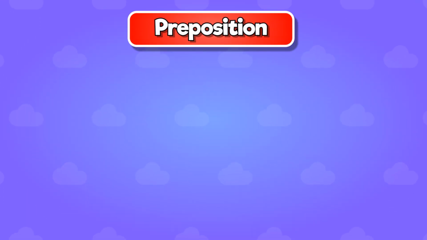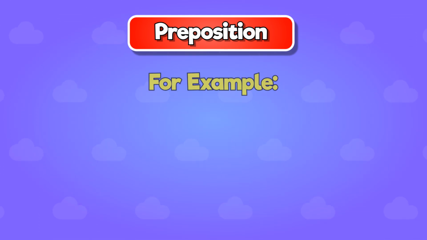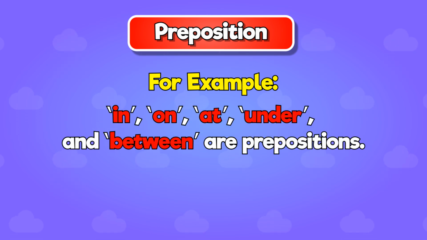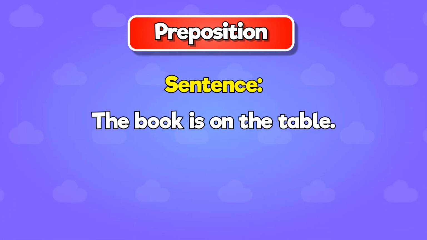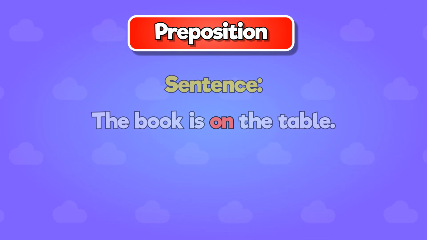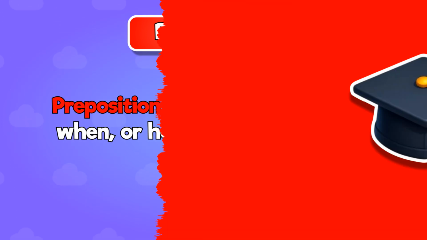Next, we have prepositions. A preposition shows the position, direction, or relationship of a noun or pronoun to another word. For example, in, on, at, under, and between are prepositions. Example sentence: the book is on the table. Here, the preposition in the sentence is on. Remember, prepositions help us show where, when, or how things are related.